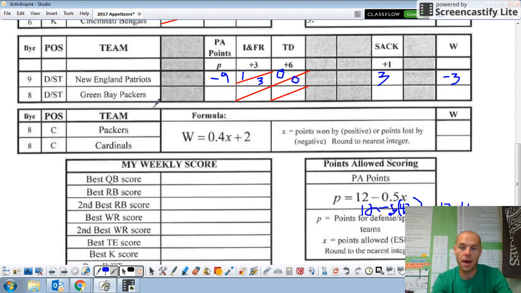And I'll do the same thing for the Packers. And that is how you find your defensive scores.